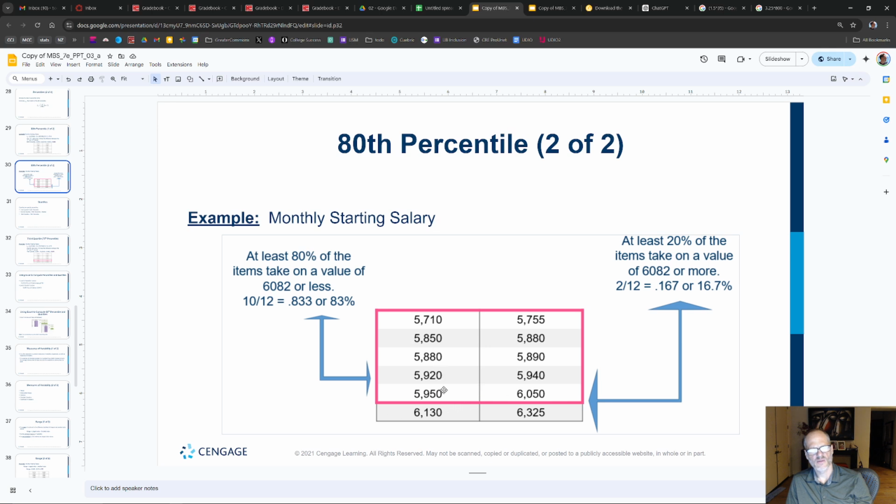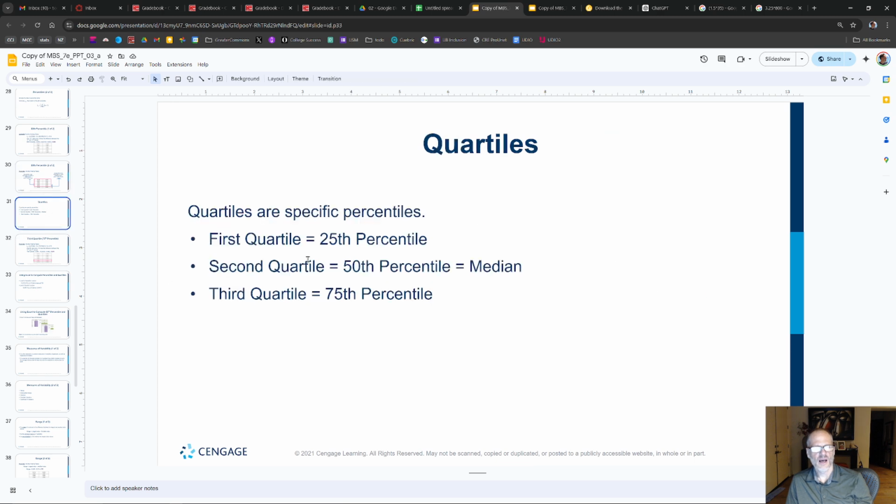I'm not sure what that is doing there and what they're trying to convey with that. But 20% of the values take on that or more. So we'll just ignore this part. I wonder if I could take that out. It's a picture. I can.